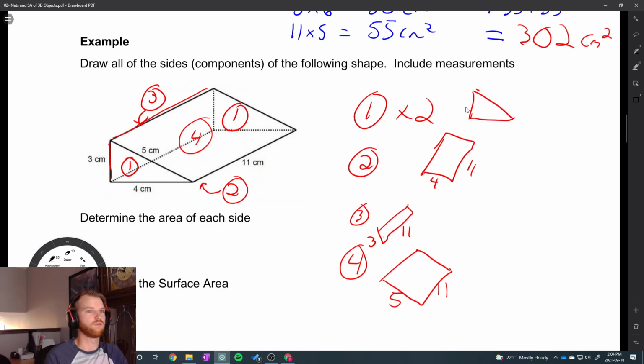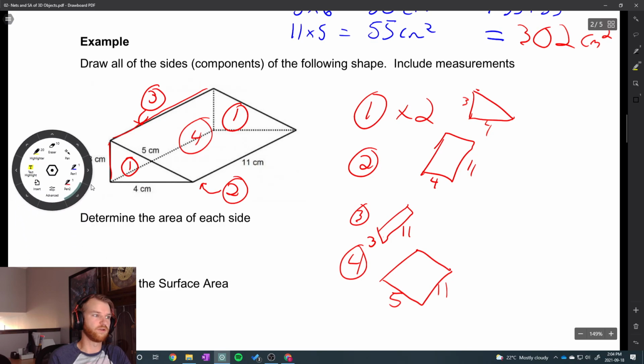I'll show that for this one, the measurements that we care about are 3 for its height and 4 for its base. So we've got 2 of these triangles, 1 of this rectangle, 1 of that rectangle, 1 of this rectangle. To determine the surface area, we need to find the area of each one of these and then add them up.